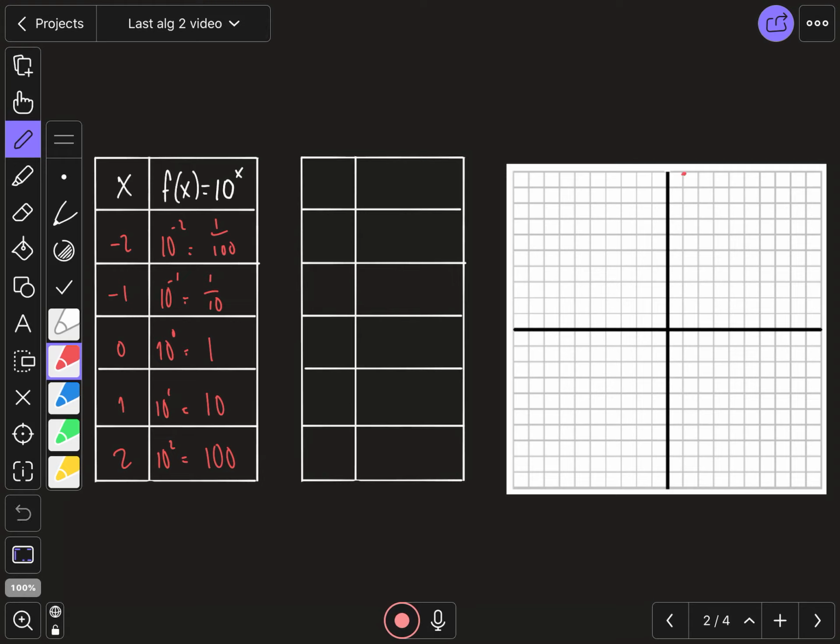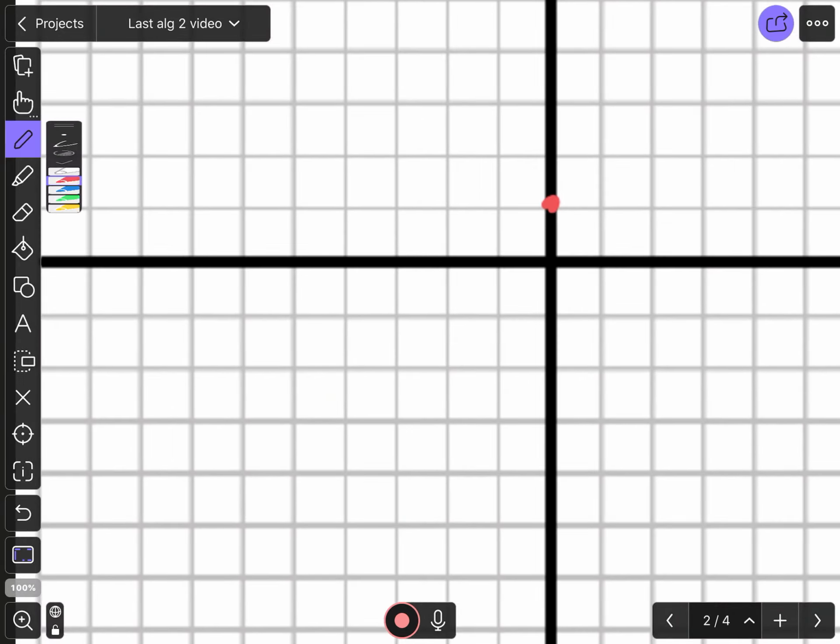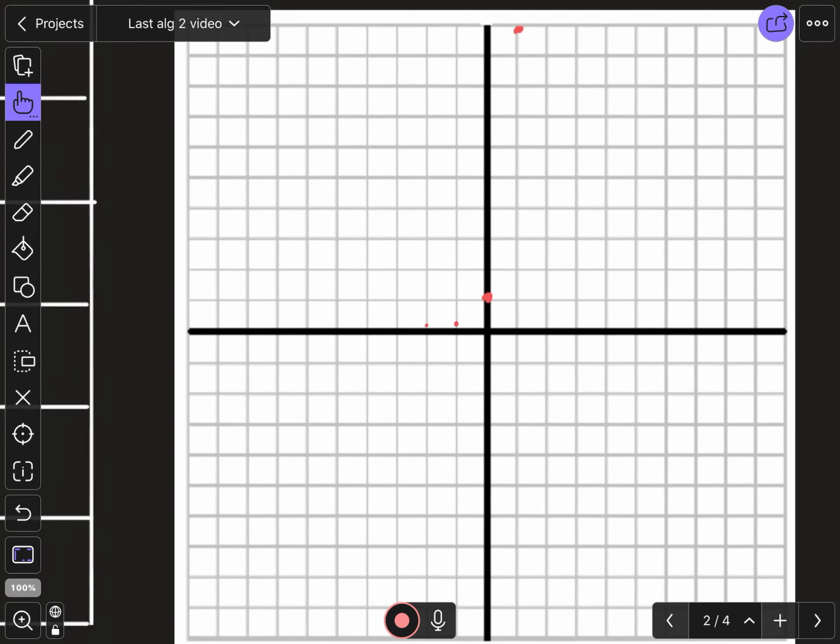So at 1, it's at 10. 0, 1. Negative 1 is at 1/10. So it's way, I'm going to zoom in a little bit. So, 1/10. So it's way down here. And then negative 2 is at 1/100, which is even closer to the x-axis. Hard to get that close. And so if I look at those, we see that this is a curve.